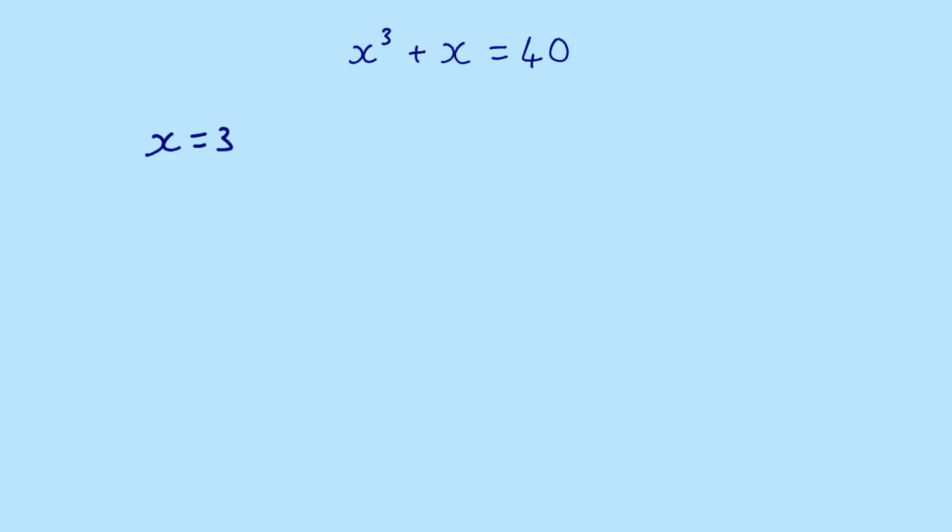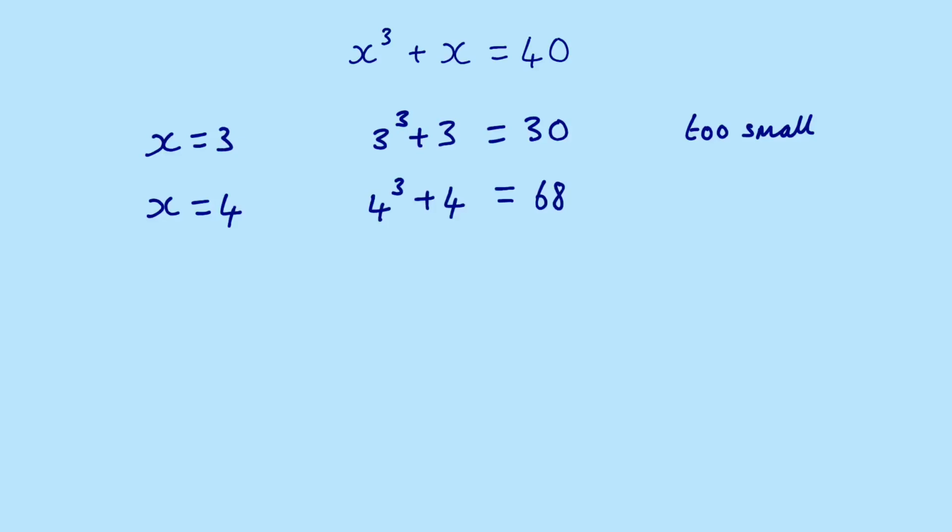So for example, we could first of all try x equals 3 and substitute it into the equation in there and there. Now let's see. So that would give us 30. Now as you can see, that is too small. Now as that is too small, we'll try the next whole number above 3, which of course is 4. And let's see what that gives us. 68. Now as you can see, that's too big. So therefore we know that the solution is between 3 and 4, because 3 is too small and 4 is too big.